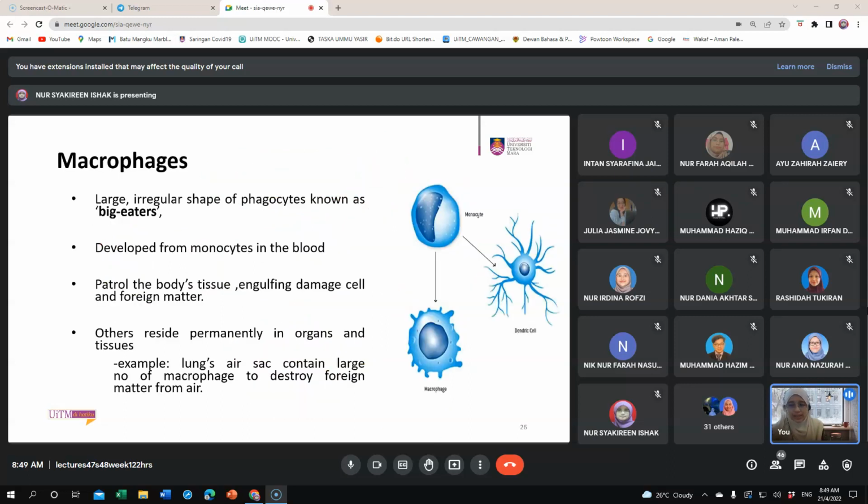Okay, so the macrophage: large irregular shape phagocytes known as big eaters. Developed from monocyte in the blood, it patrols the body tissue, engulfing damaged cells and foreign matter. Others reside permanently in organs and tissue, for example the lungs' air sacs, which is the alveolus. Okay, it also resides in your alveolus in the lungs to destroy foreign matter from the air that you breathe in. The air that you breathe in may contain pathogens, really small viruses for example, that enter into the lungs. So this virus or pathogen will encounter macrophage that is in your alveolus.